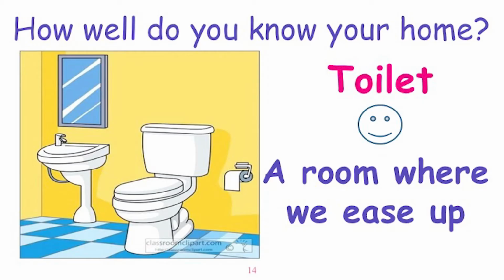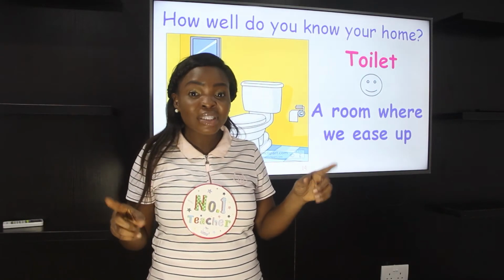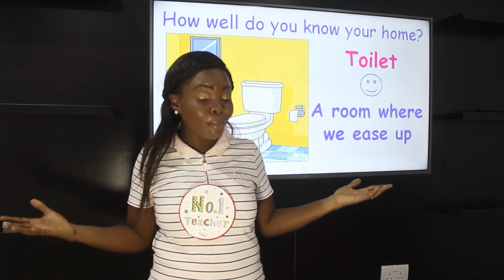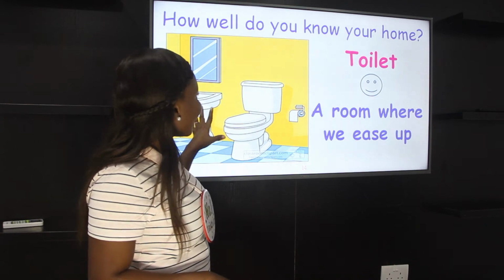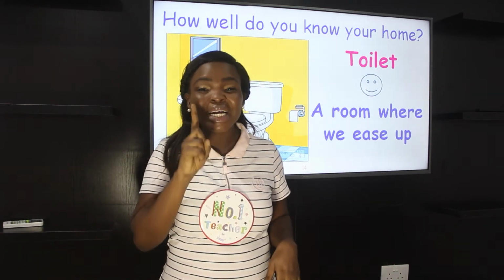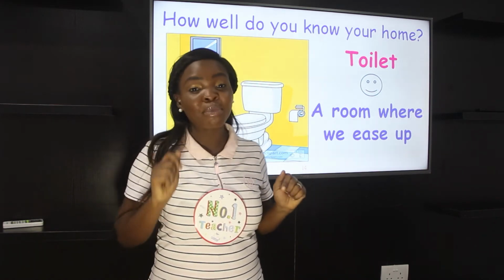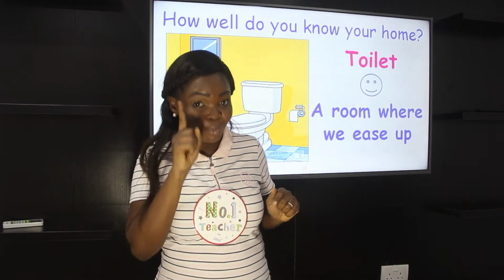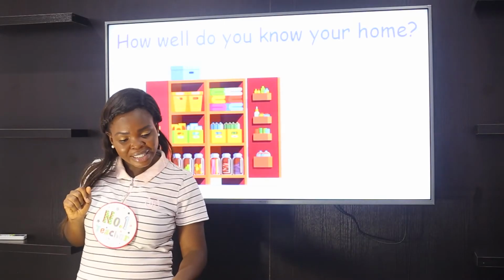We go there to ease it up. We've eaten. We've taken a lot of water, taken juice, fruits, and then it's time to ease all of that up to free our body for another round. This is where we get all of that done. And one very important thing is to clean up right after. Don't make the place dirty for the next member of the family who is going to use it. Be responsible enough to clean up after yourself.